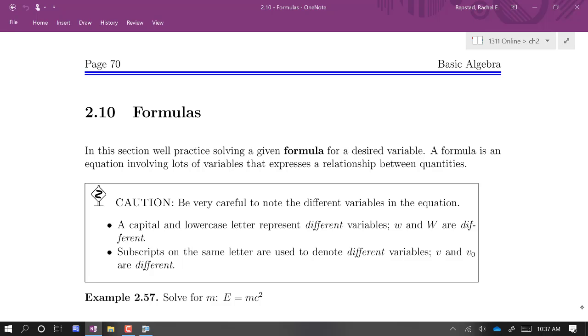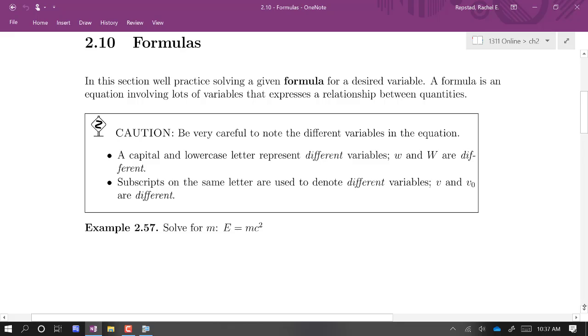A couple things we want to be careful about is that if you see two letters that are the same letter but one is uppercase and one is lowercase, those are actually different variables. And also, if you see variables with different subscripts, those are different variables. So V and V naught are different, and they should not be considered like terms.